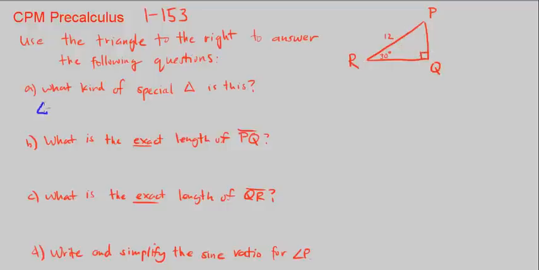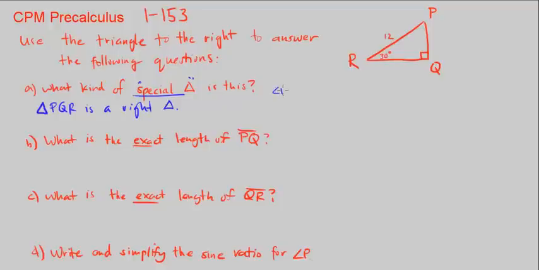So triangle PQR is a right triangle, but that isn't special. Remember, special triangles are more than just our types of triangle. Special right triangles, we have 30, 60, 90 or 45, 45, 90. So remember, what is the angle measurement of angle P?